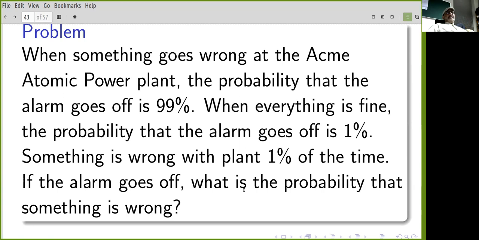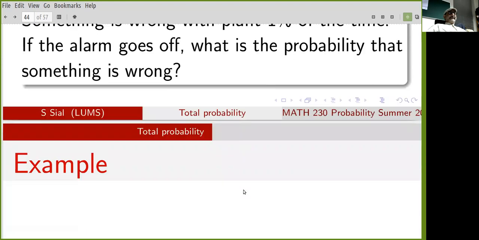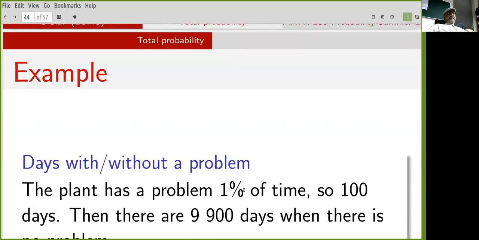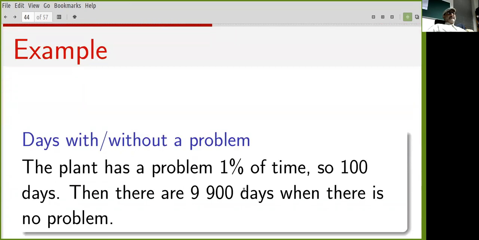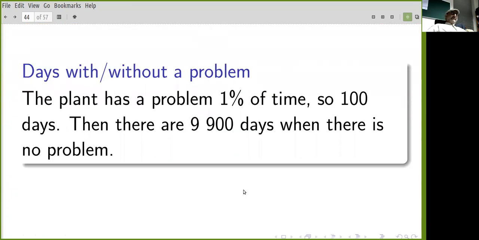Okay, so the alarm goes off, should I be running for my life or not? Okay, so let's think of it this way. 1% of the time, let's think in terms of 10,000 days, okay? So the plant has a problem 1% of the time, so that would be 100 days. So out of 10,000 days, there are 9,900 days with no problem. And there are 100 days with a problem.